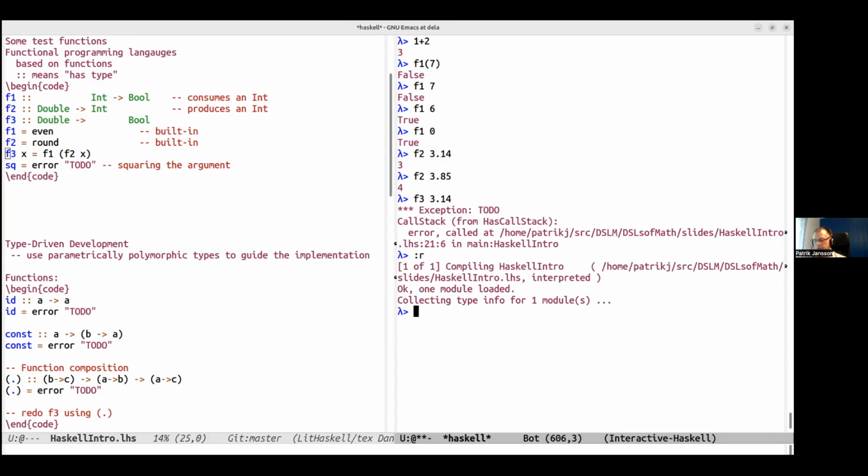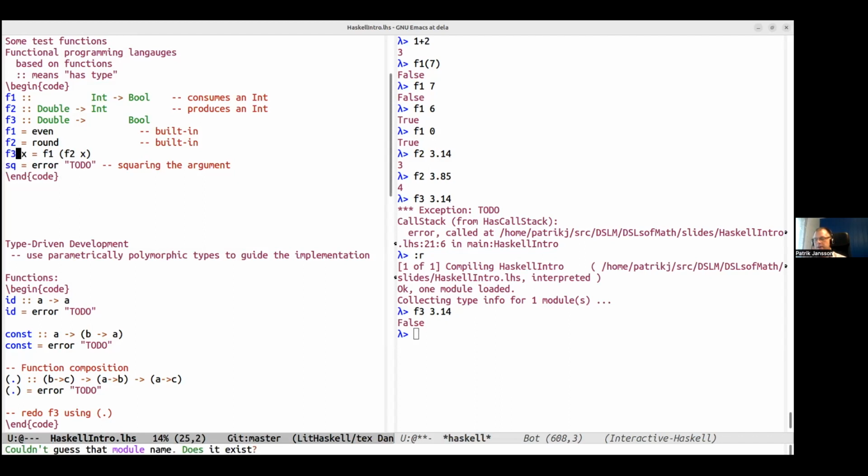Okay, let's try this one. So F3 on 3.14 is false. So why is it false? Well, first it rounds it. It uses the rounding function, and then it checks if the result is even. And the rounded 3.14 is 3, which is odd, so it's not even.